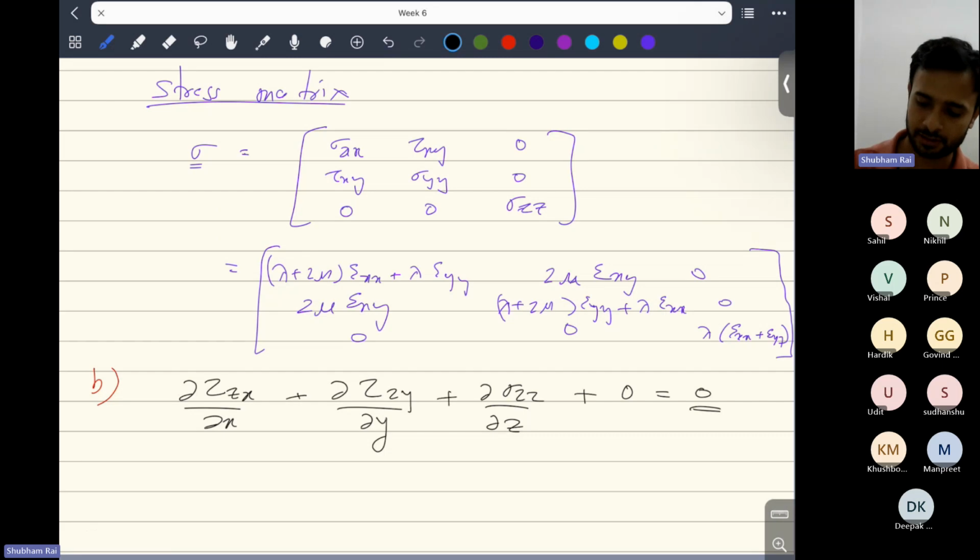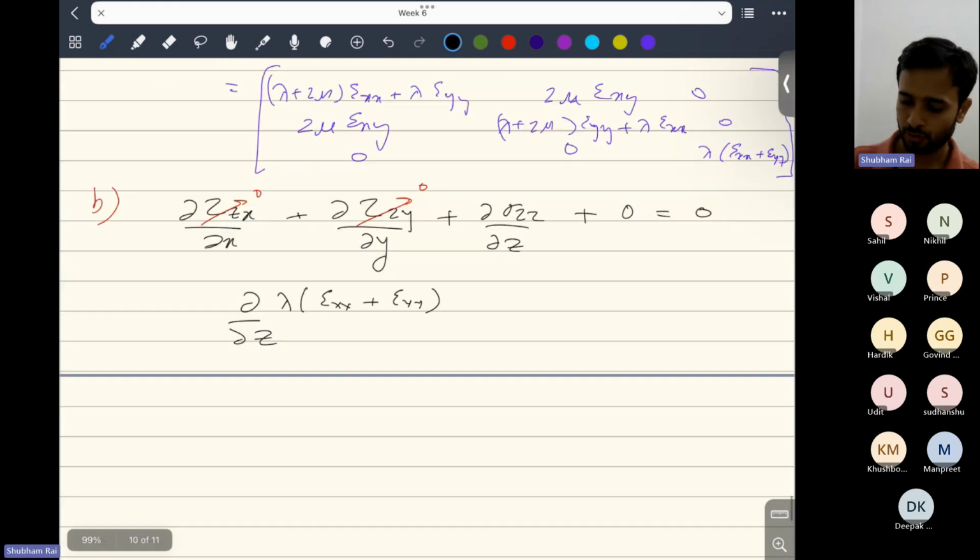Anyway, now we see that del tau zx is 0, so this will go to 0. Del tau zy is 0, so this will go to 0. And now we have del sigma zz over del z. If we substitute the expression for sigma zz, that is lambda times epsilon xx plus epsilon yy over del z. We need to show that it should be 0.